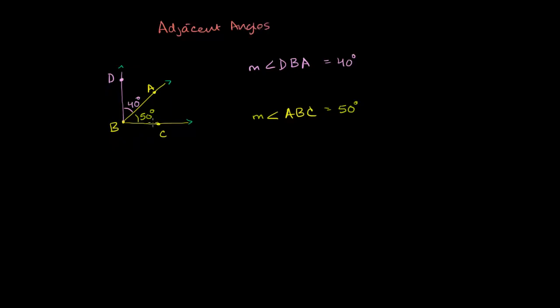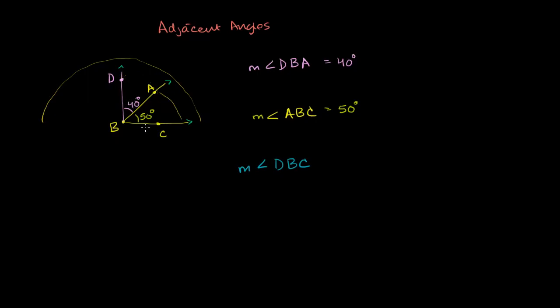Now, there's something else that you might notice that's interesting here. We know that the measure of angle DBA is 40 degrees, and the measure of angle ABC is 50 degrees. And you might be able to guess what the measure of angle DBC is. If you had a protractor right over here, clearly this is opening up to 50 degrees, then this is going another 40 degrees. So the measure of angle DBC would essentially be the sum of 40 degrees and 50 degrees.